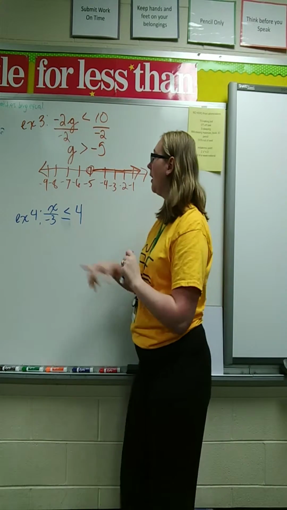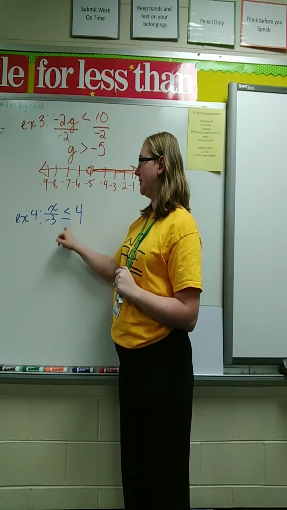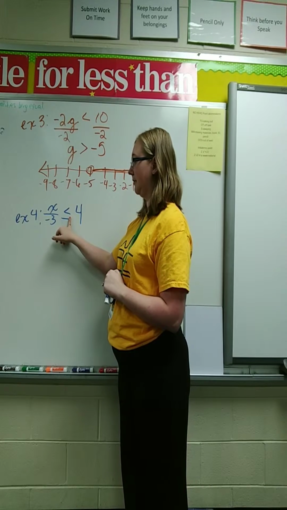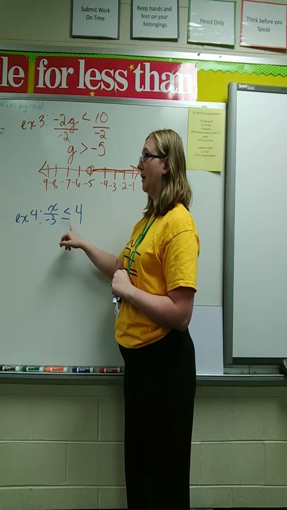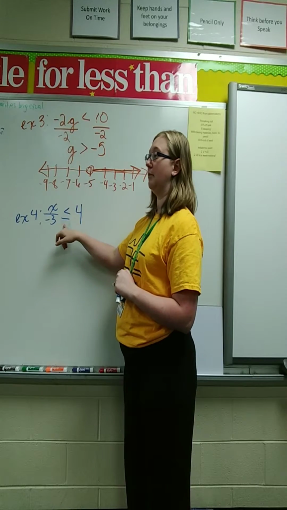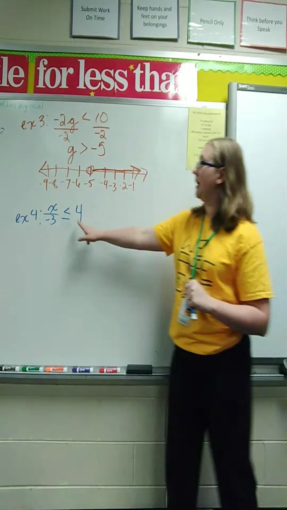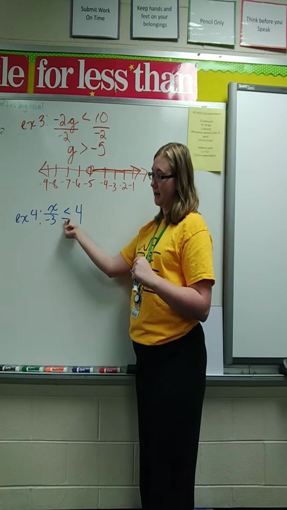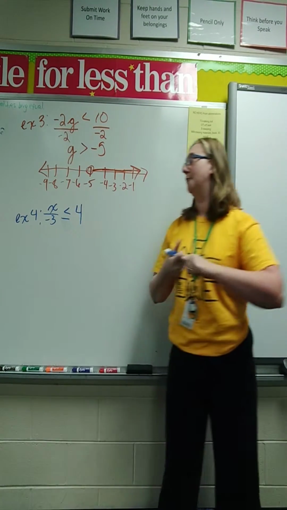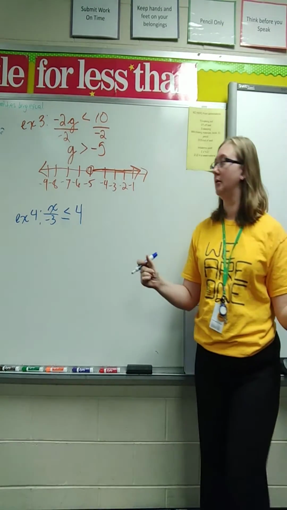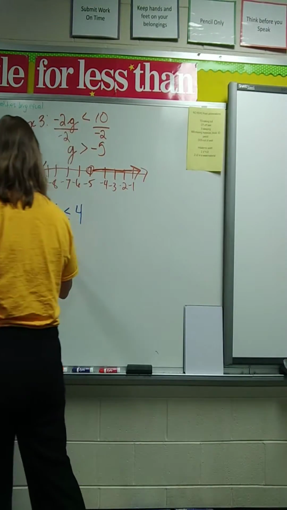X divided by -3 is less than or equal to 4. Is this symbol correct? It's less than or equal to because that's underlined. So what am I going to do to get X by itself? Multiply each side by -3. Multiply by -3.